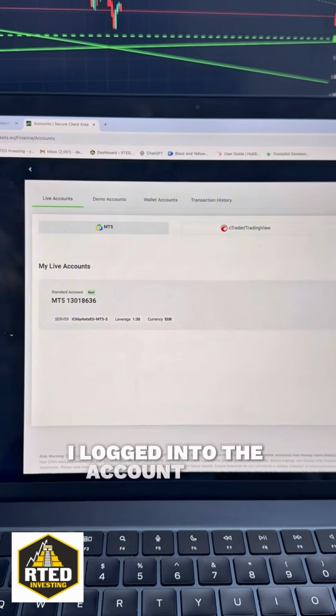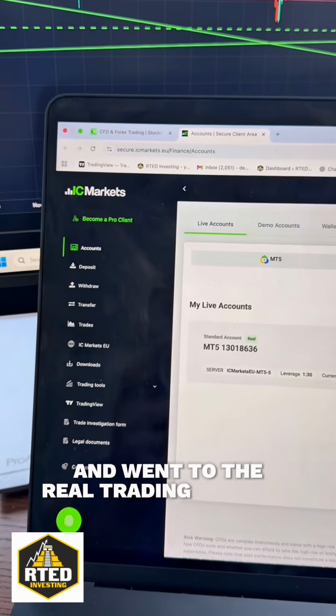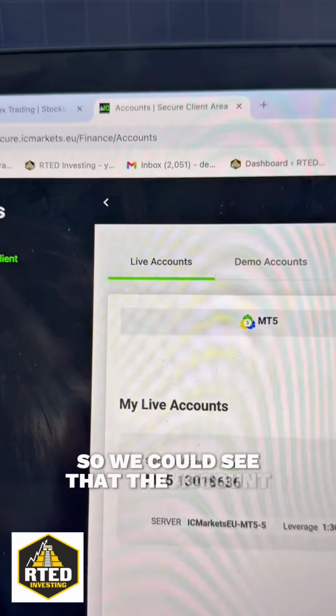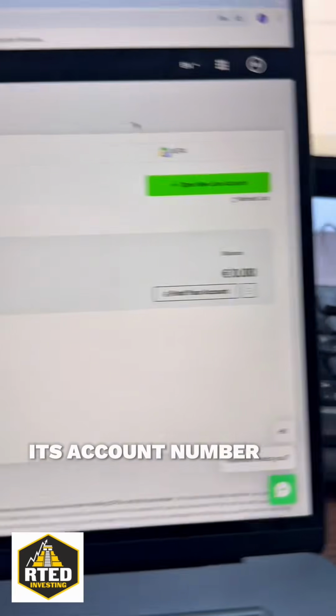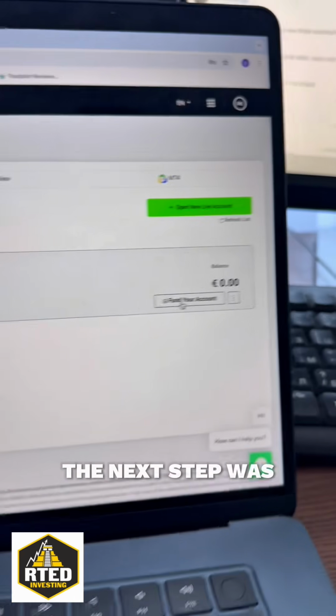I logged into the account I had previously created and verified and went to the real trading account so we could see that the account is real, its account number, and that it currently had a balance of zero. The next step was to fund it.